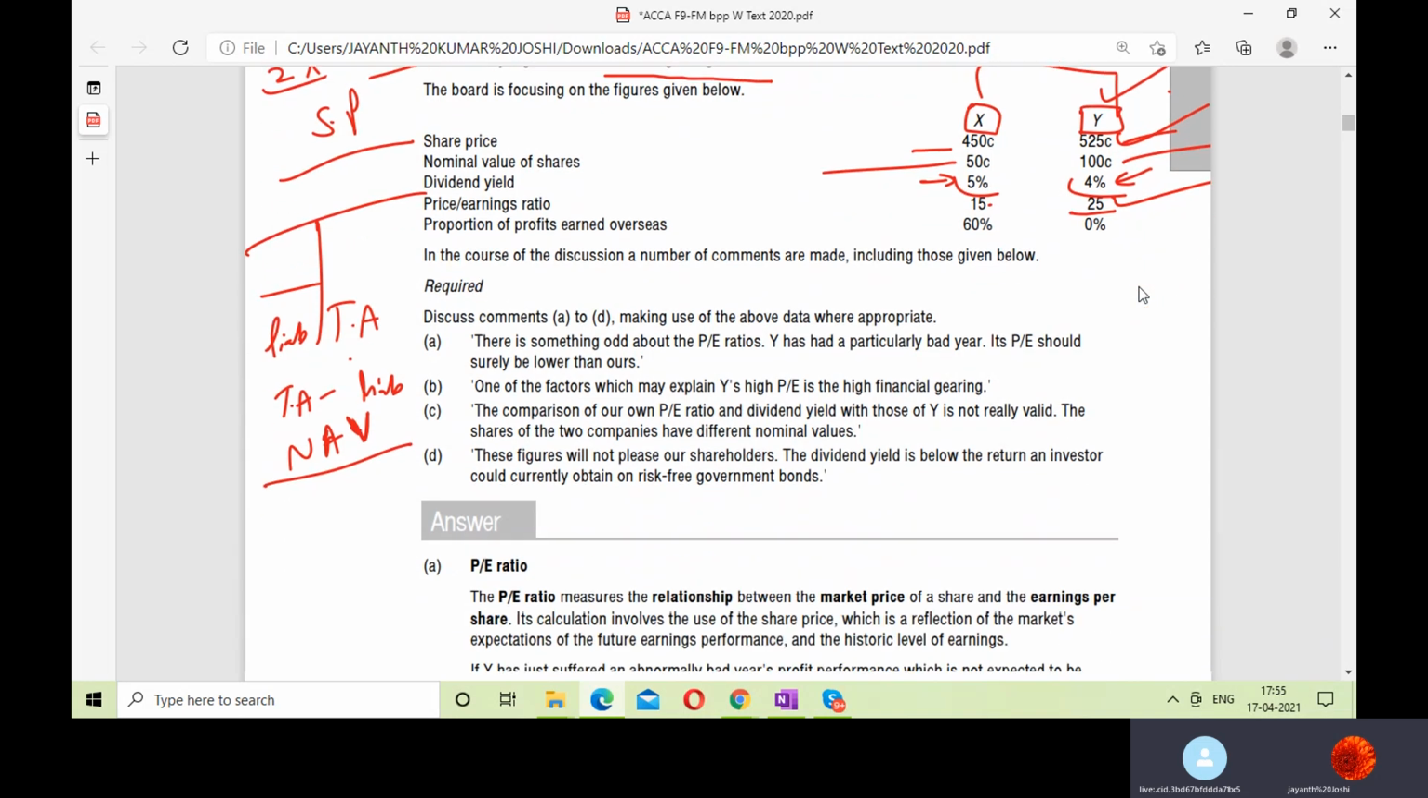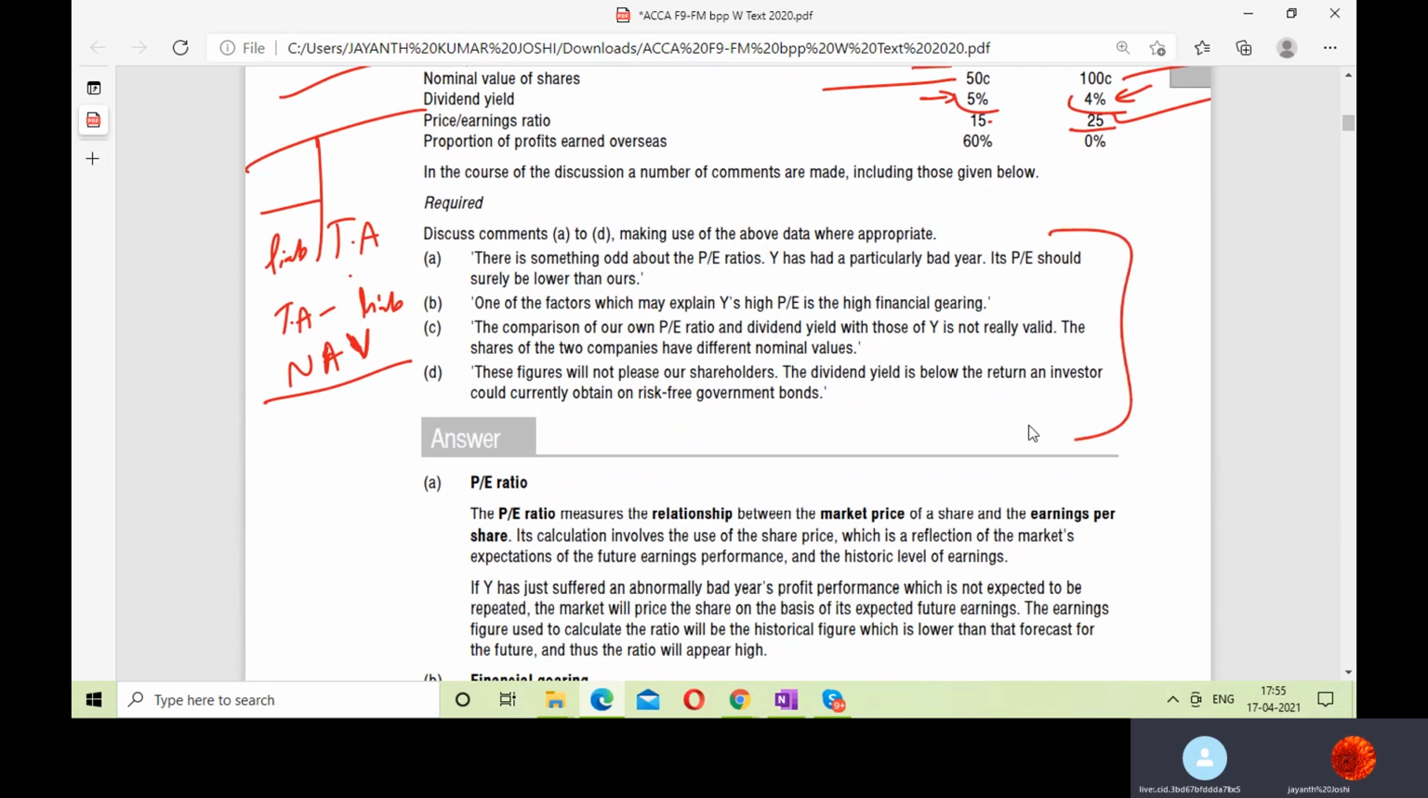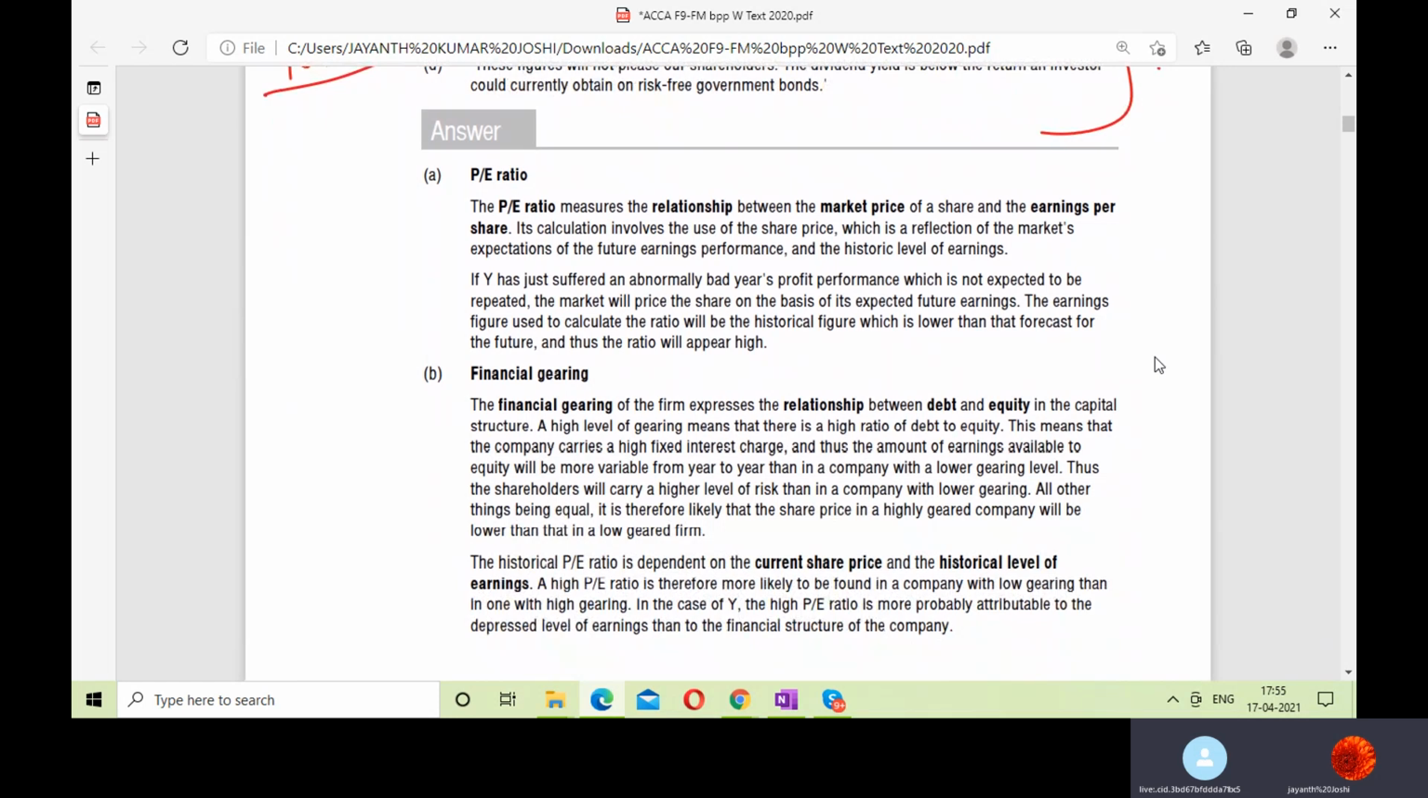So they're asking you to discuss all these aspects. Let's see. Can you explain the first and second one? I've already given you a rough idea. So the P/E ratio, just a synopsis. I don't want any more; just read it and give me a synopsis.